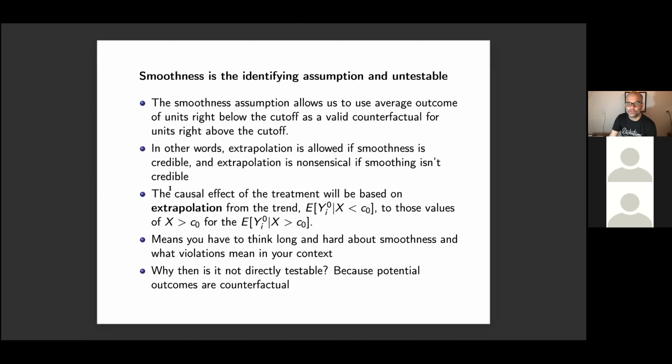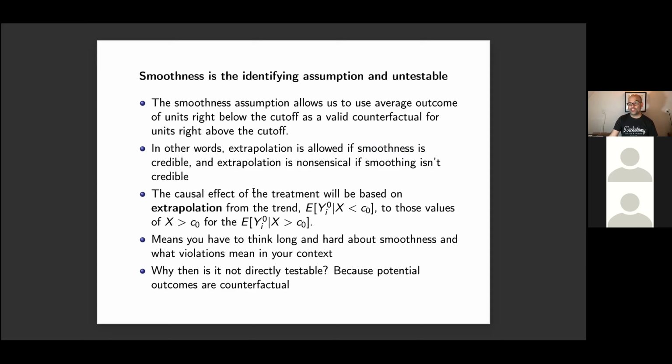So the smoothness assumption is going to allow us to use the average outcomes of units just below the cutoff as a valid counterfactual for units just above. In other words, extrapolation is warranted under smoothness. And if smoothness is violated, extrapolation will give you incorrect, biased estimates of the values of the counterfactual. So you have to have smoothness under this framework in order for this extrapolation to be valid.